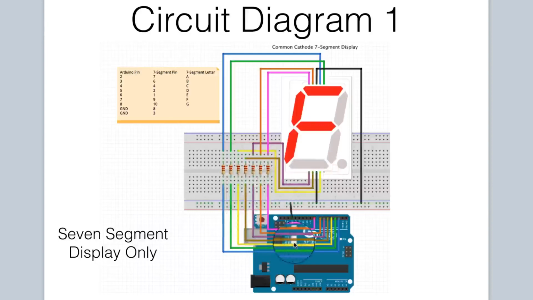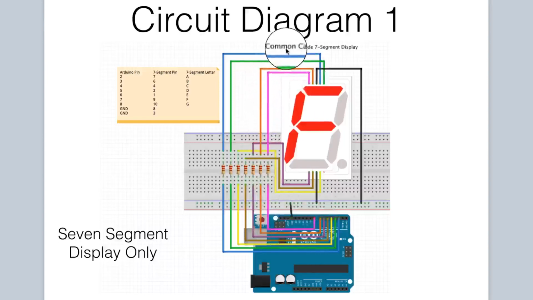Next, pin 5 on the Arduino goes to pin 2 on the 7-segment display. Next, pin 6 on the Arduino goes to pin 1 on the 7-segment display. Then pin 7 on the Arduino, the other end of that resistor goes to pin 9 on the 7-segment display. Then we have pin 8 on the Arduino, the other end of which goes to pin 10 on the 7-segment display.